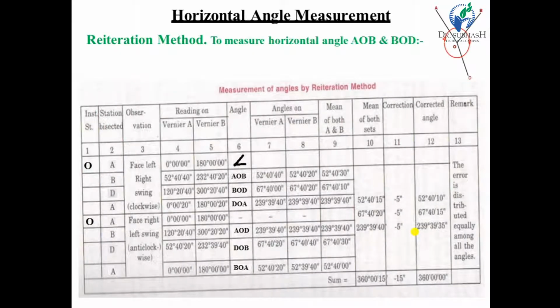Now see the table of horizontal angle measurements. In the table, we take the readings of both verniers in face left, face right, swing right and clockwise, and we get the readings of verniers A and B. After that, we get the mean of both sets. After getting the mean of both sets, we apply the correction equally and provide the corrected angles.